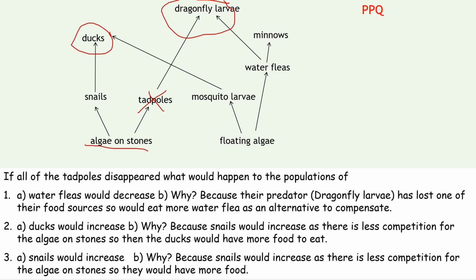And then finally, the snails would increase, and the reason why would be because there would be less competition for the algae on the stones, so they'd have more food to eat. Well done if you got that correct. If not, then go back and watch the start of this video again.